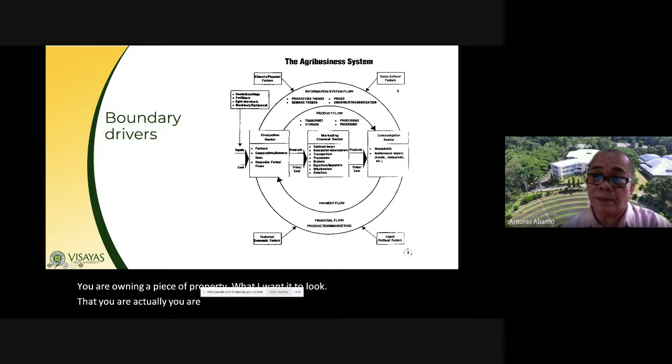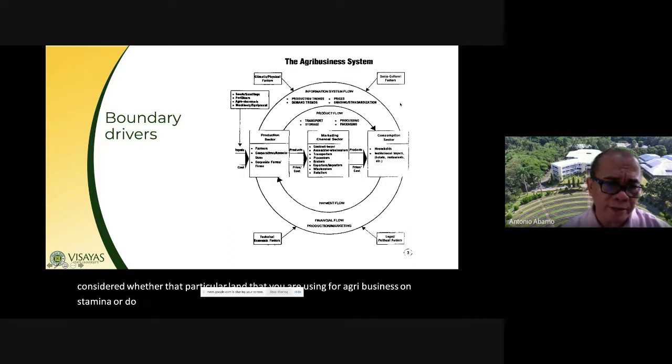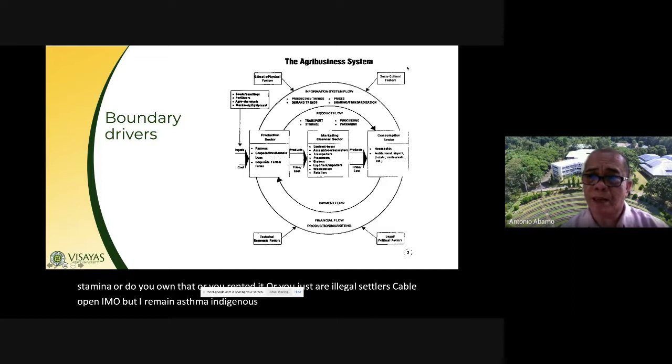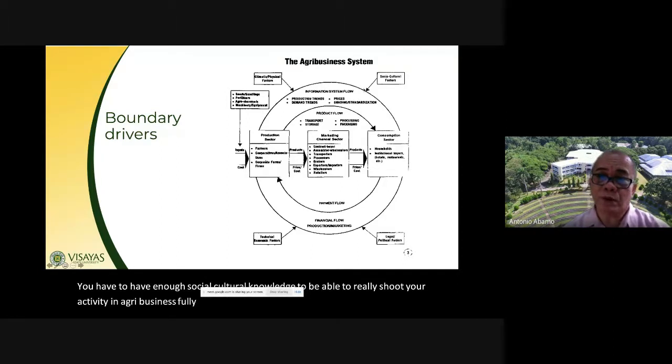You are actually cultivating something, but you have not considered whether that particular land that you are using for agribusiness, do you own it, or rent it, or are you just an illegal settler? You might not know that it belongs to indigenous people, and you will be kicked out. You have to have enough sociocultural knowledge to be able to suit your agribusiness activity fully to the needs and wants of your customers.